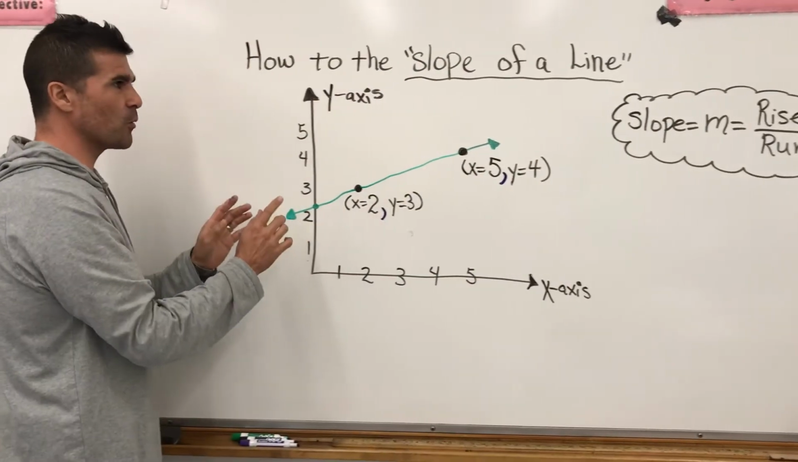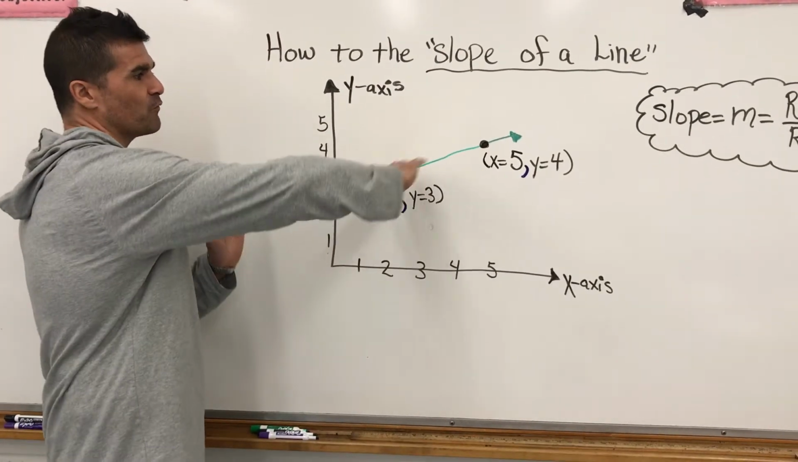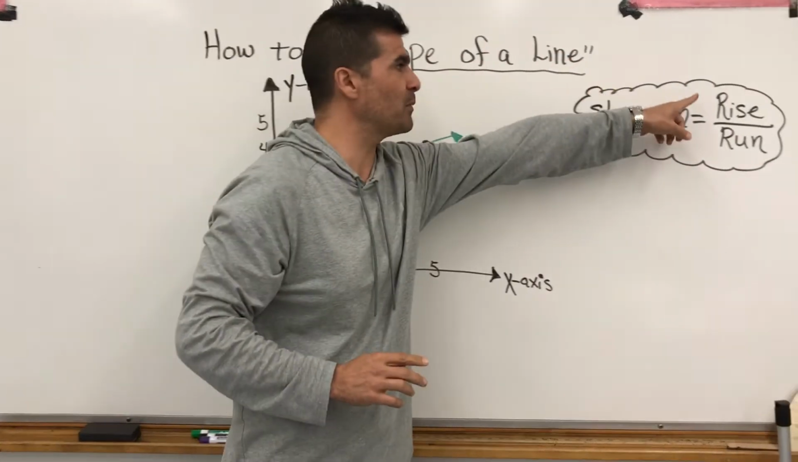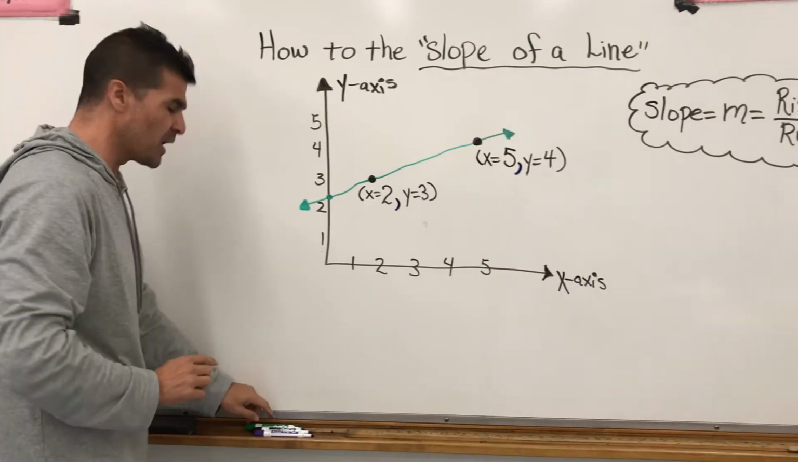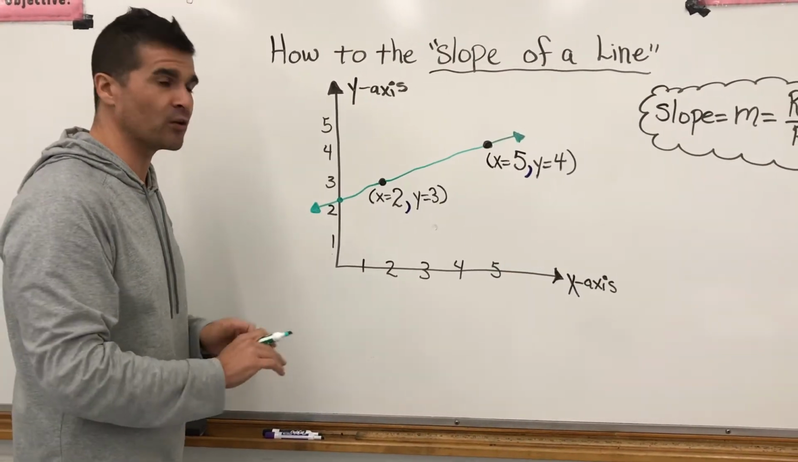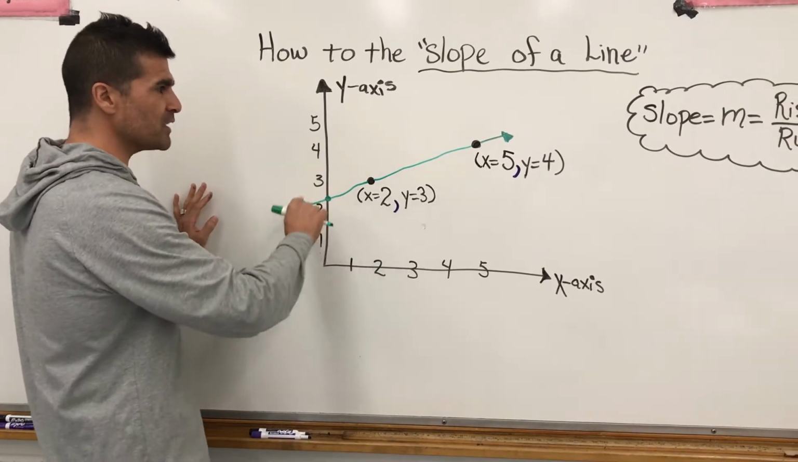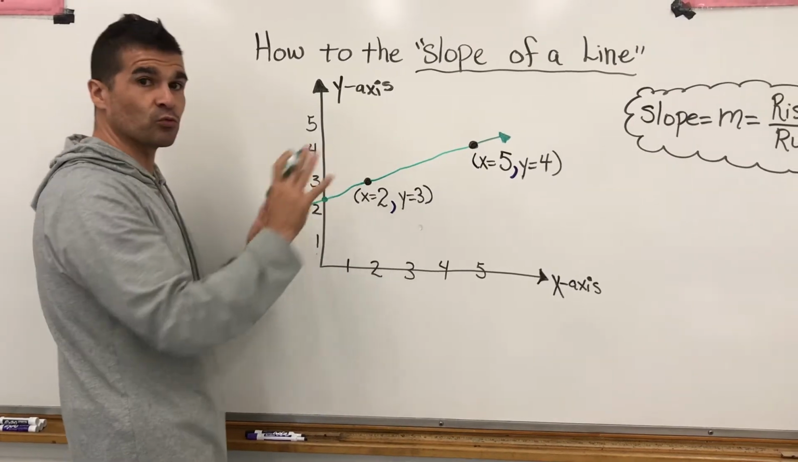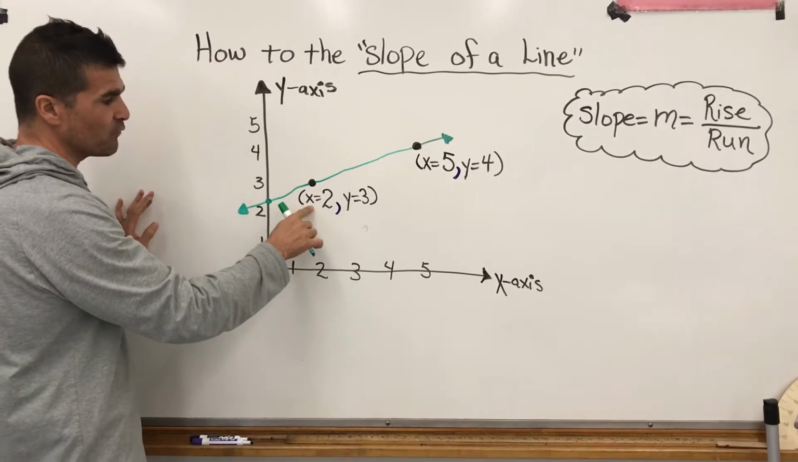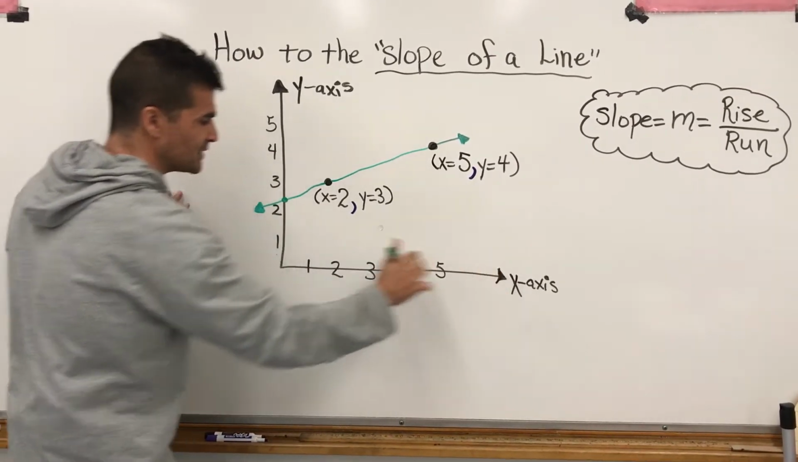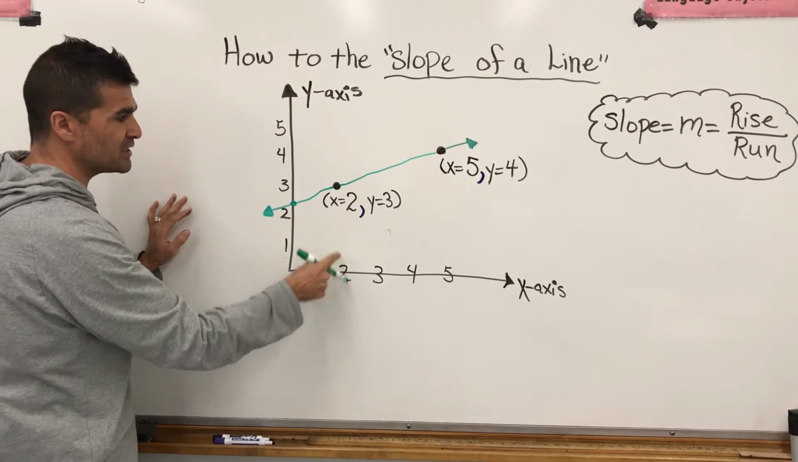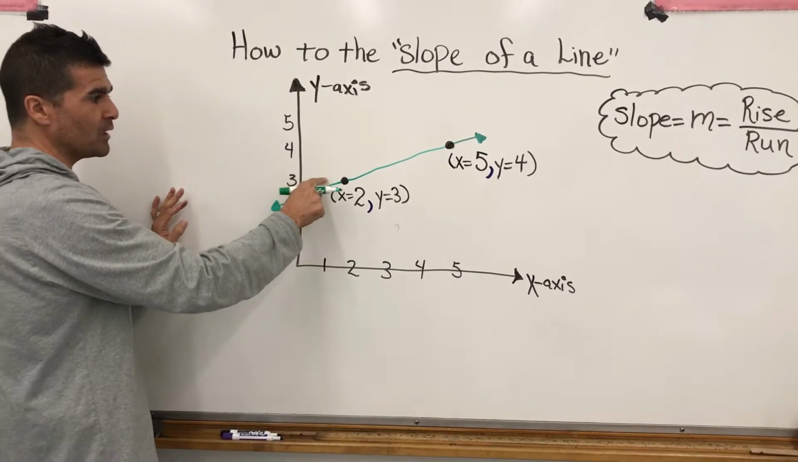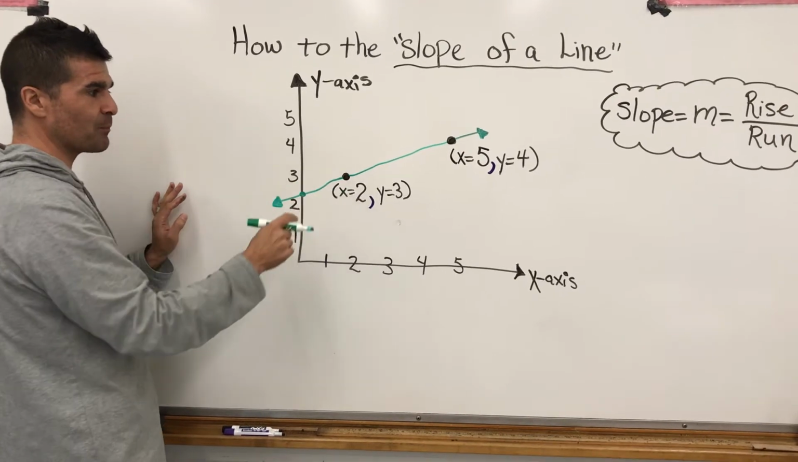Well, this is what slope is. Slope is only for a line, and it's defined as how much you rise over how much you run. A lot of people like to use a triangle to figure this out. So let's say that this line right here, this green one, passes through two different points. The first point is where x equals 2 when y equals 3.